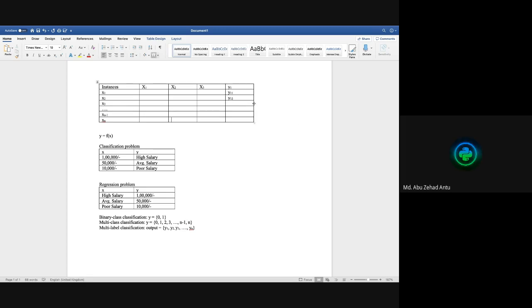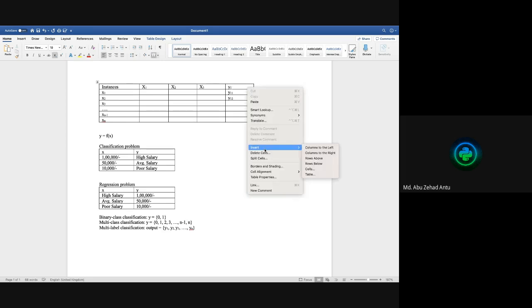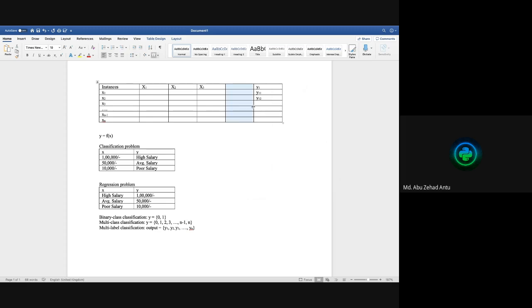Sir, here will there be multiple columns for the class labels? Just a minute, Uncle, just a minute.